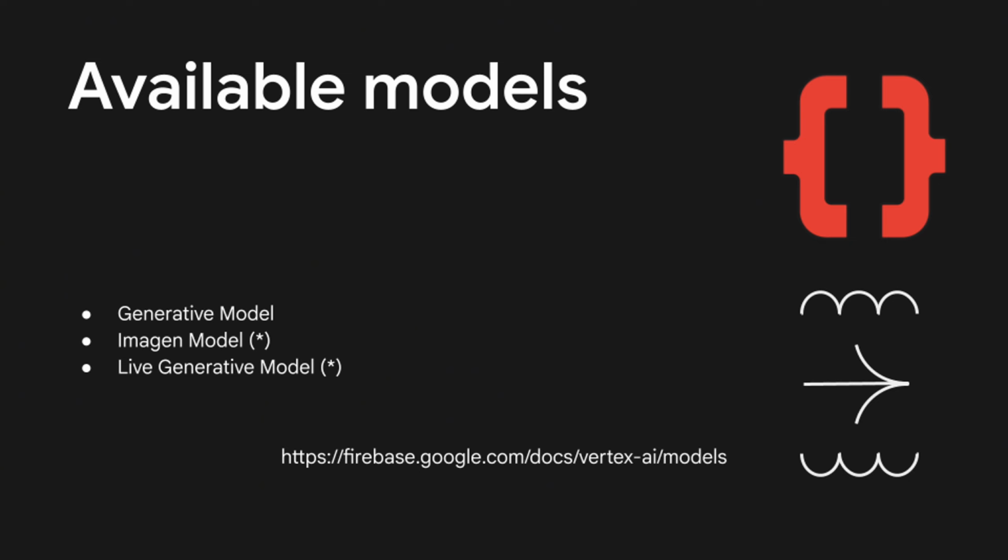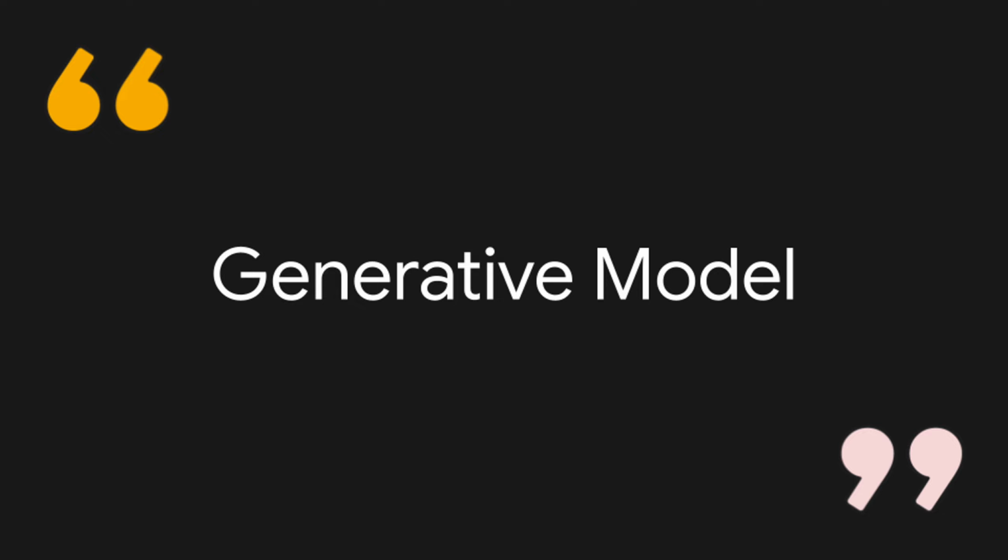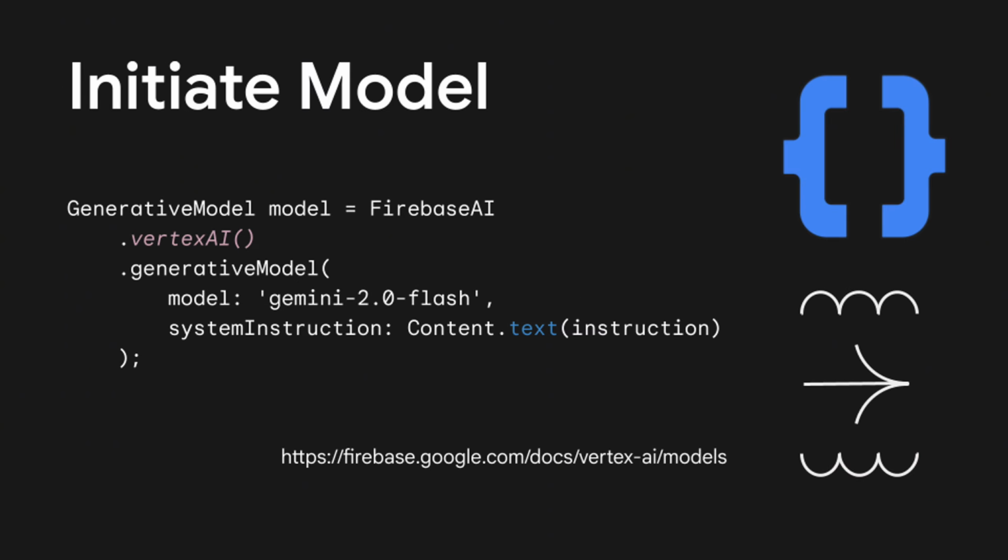Makes sense. Okay, let's dig into these one by one, starting with the generative model. Seems like the most common one, maybe? How do you get that one going in Flutter? Yeah, the code snippet shows a familiar pattern. You use FirebaseAI.vertexAI().generativeModel. Chained calls. Exactly. Access the service, then the specific model type. You have to tell it which generative model you want. The example uses Gemini 2.0 Flash.